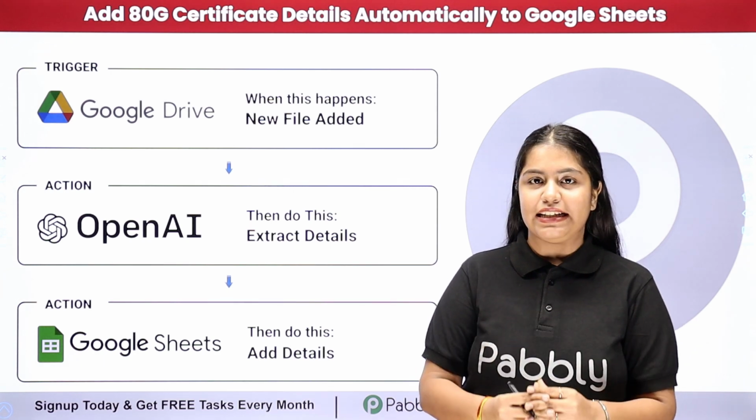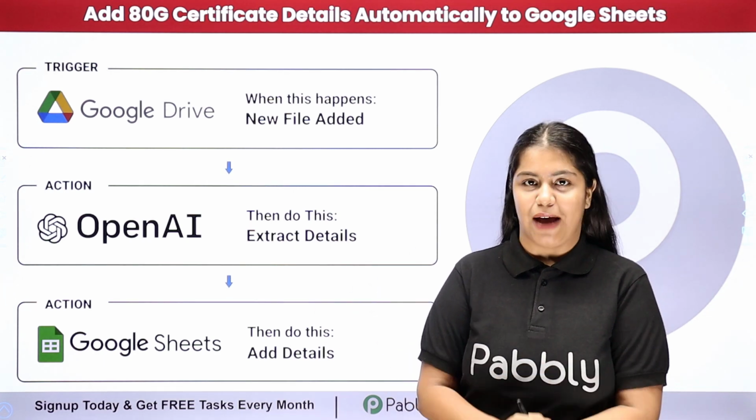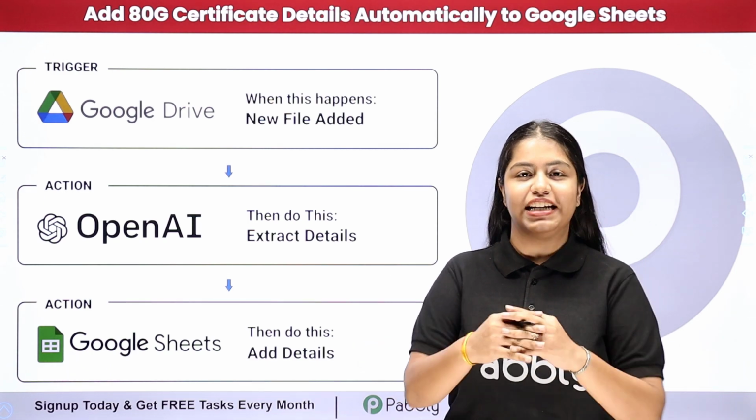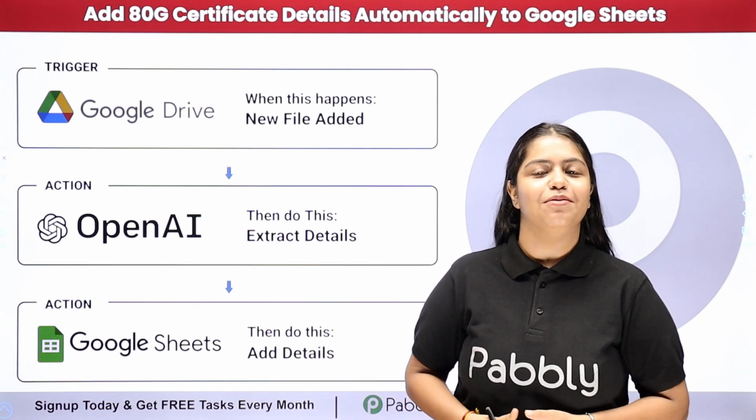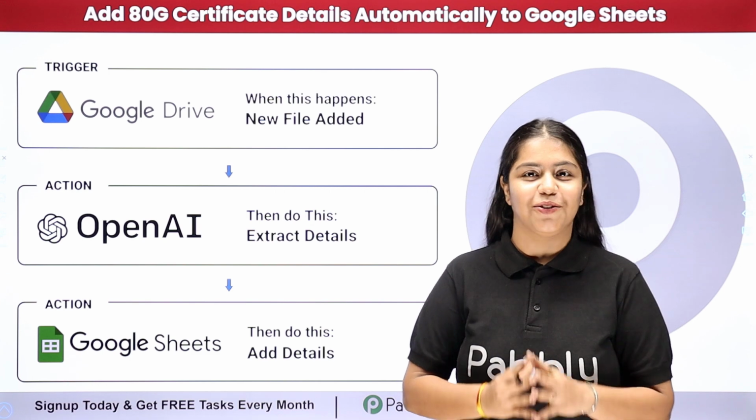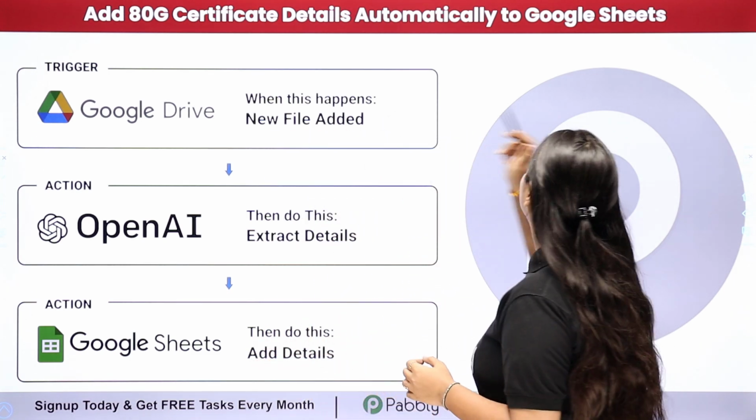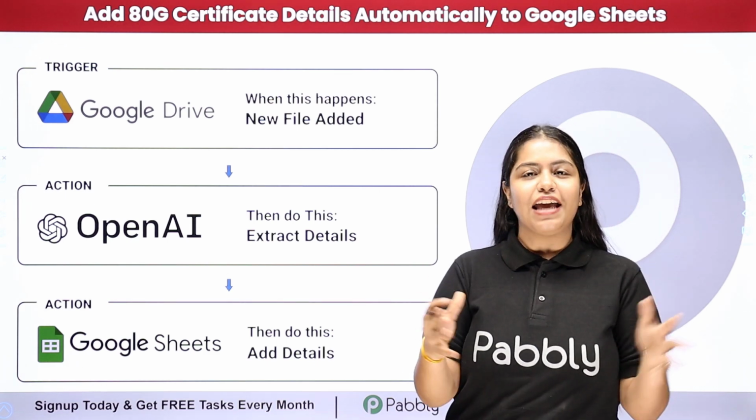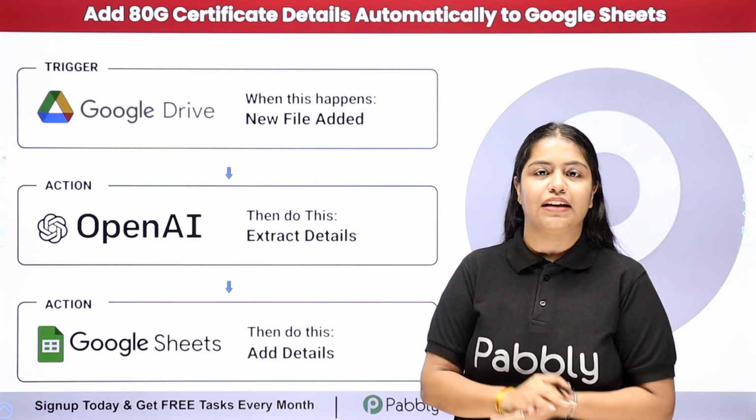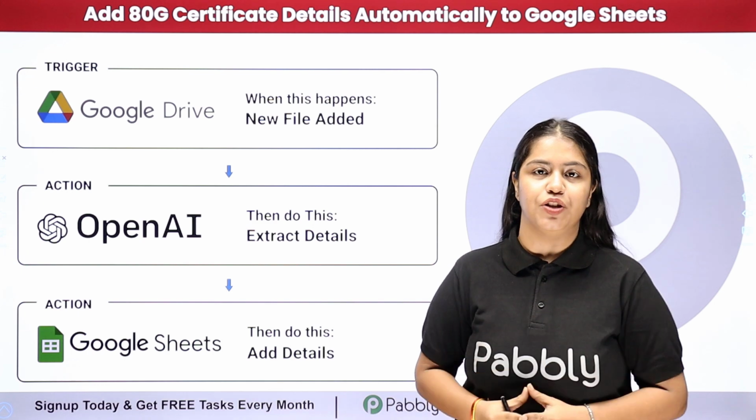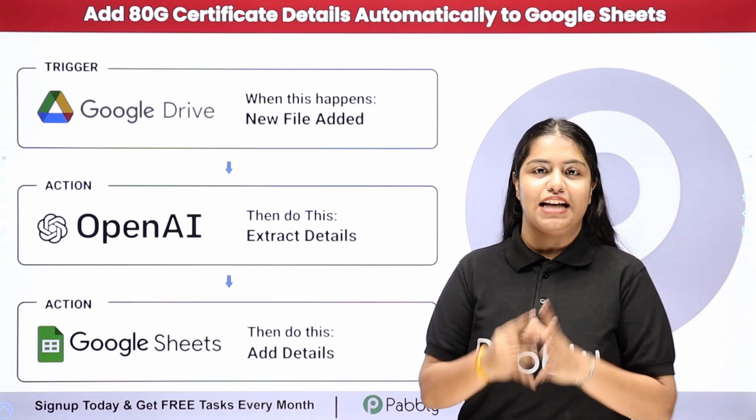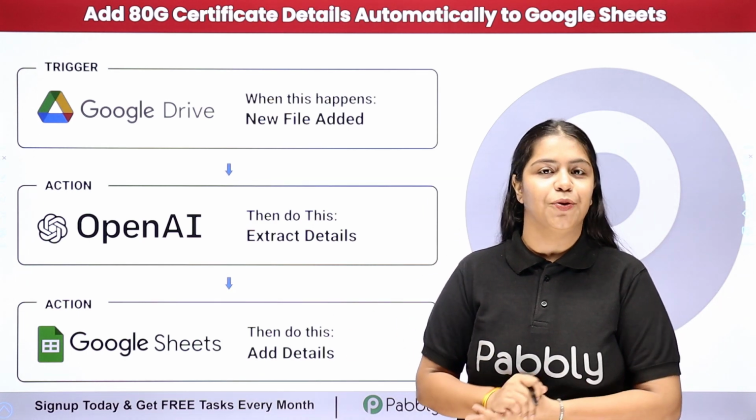Also still extracting the details from the ATG certificates manually, then this video is definitely for you. So hello all, welcome back to Pabbly Connect, and in this video we are going to understand how to add ATG certificate details automatically to Google Sheets. Like you, I also used to manually extract the details from all the ATG certificates, but this is such a time consuming and error prone task.